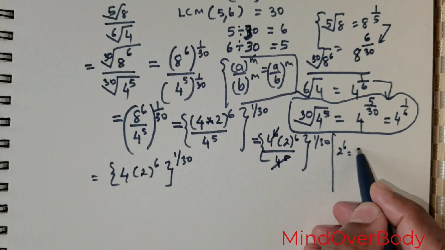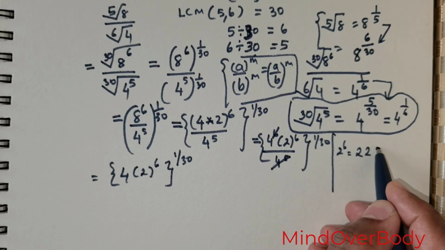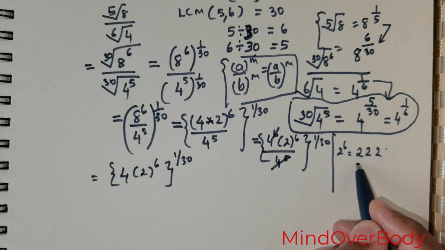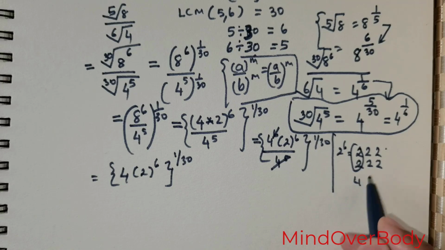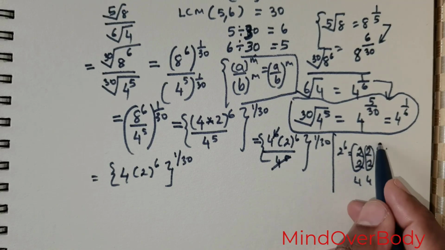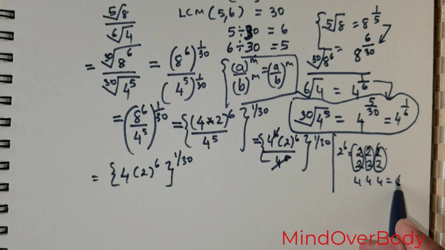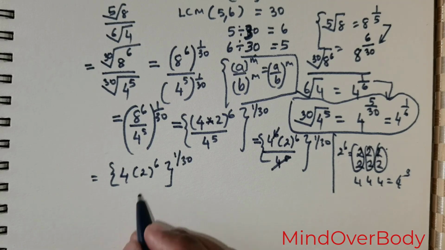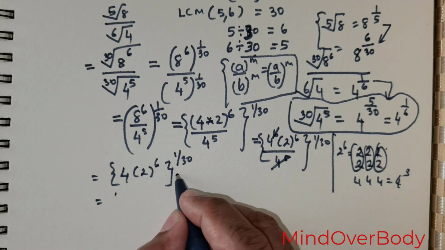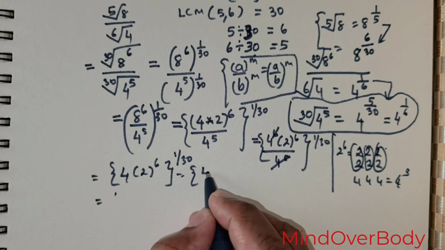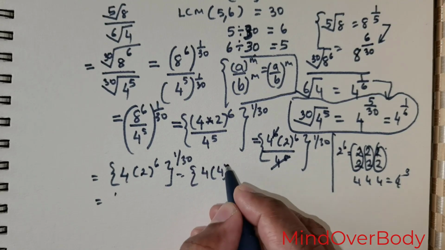2 raised to the power 6 is nothing but 2 multiplied with 2 multiplied with 2 multiplied with 2 multiplied with 2 multiplied with 2. I get a 4 here, a 4 here, and a 4 here, which is nothing but 4 raised to the power 3, right? So this quantity, I'm going to rewrite as 4 multiplied with 4 raised to the power 3.